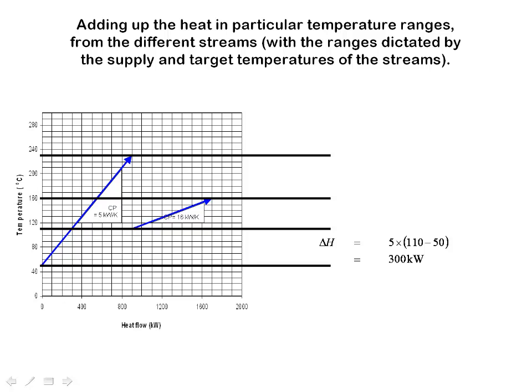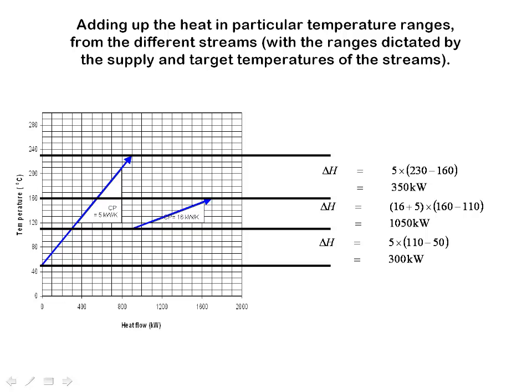It has the flowing heat capacity of 5, so the total amount of heat that we require is 5 times 60, which is 300 kilowatts. In our second temperature range, from 110 up to 160 degrees, both of our streams need some heat at this temperature. So adding the flowing heat capacity is 16 plus 5 equals 21. 160 minus 110 is 50. 21 times 50 is 1050 kilowatts.